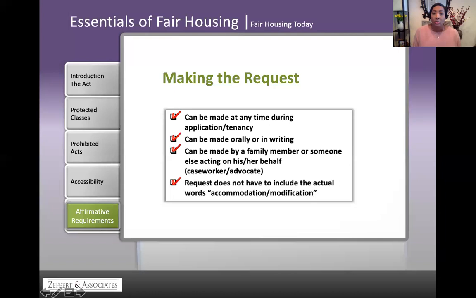I'll go ahead and talk about it now, but it's going to be kind of repetitive because I'm going to talk about the form. It's a good idea for a housing provider to have a form, but the Fair Housing Act specifically says that when making a reasonable accommodation or modification, you don't have to have them complete a form. But if you have a form in place at your property and you present it to the resident and they fill it out with no problem, then that's okay.